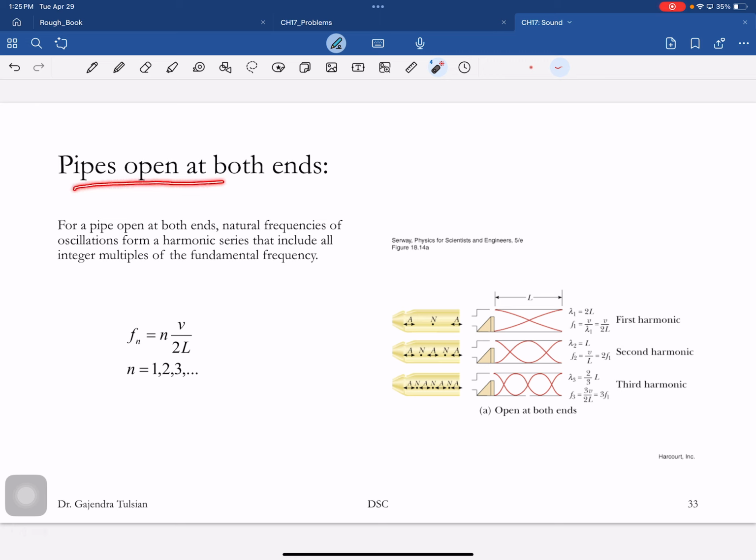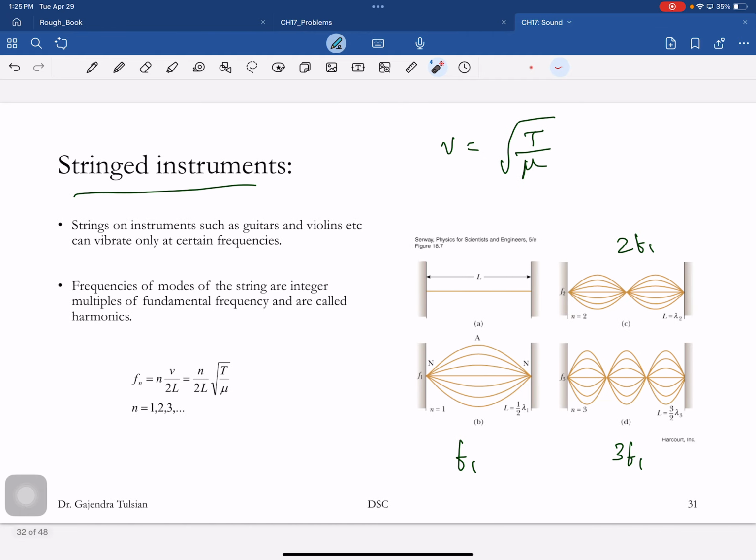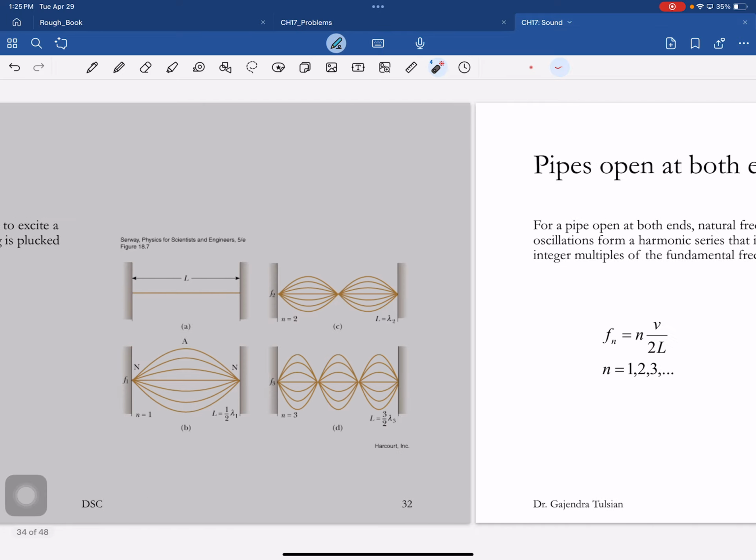When you play an instrument which has a pipe open at both ends, such as a flute, this is the lowest frequency you can excite. You can see that there is an antinode at the ends and a node there. Node, antinode. And actually the antinode sticks out a little. You can excite all harmonics, n times v over 2L. The expression is just like that for a string.